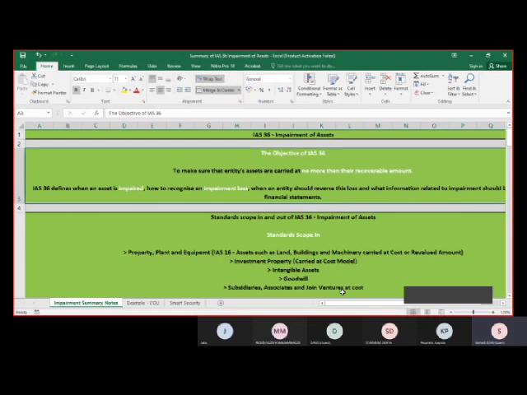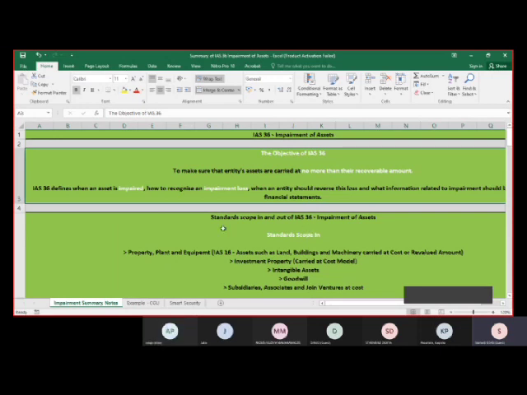So today we are covering IAS 36, impairment of assets. Based on that standard, the objective of IAS 36 is to make sure that the entity's assets are carried at no more than their recoverable amount. And their recoverable amount, as you will see as we go along, is the fair value less cost to sell and also the value in use. So it's the higher of the two. That's the objective of the standard.